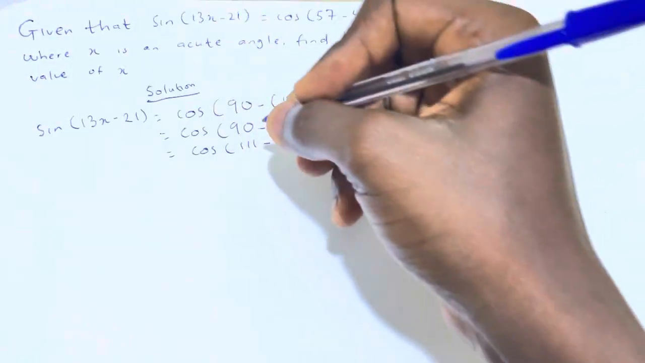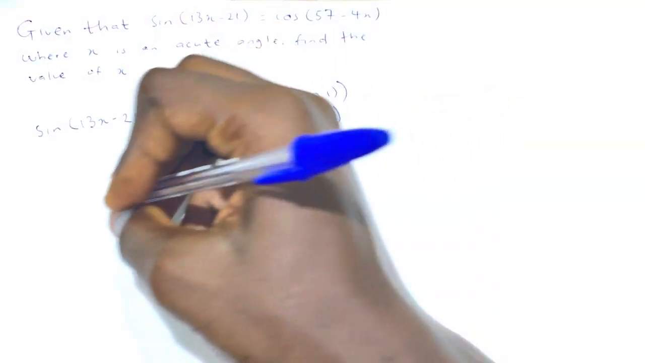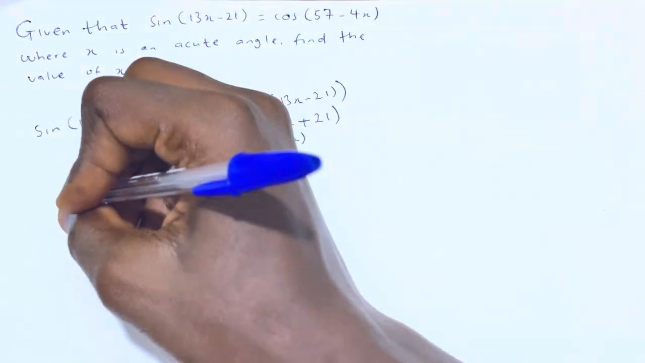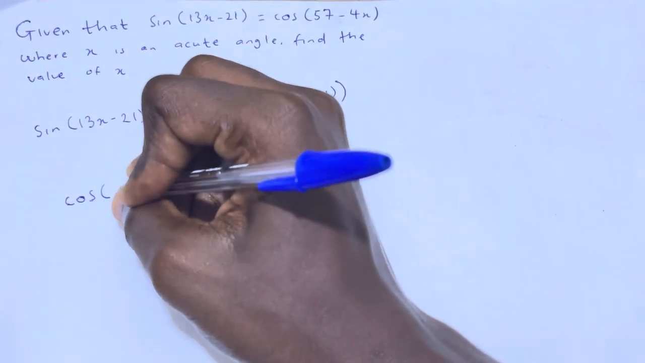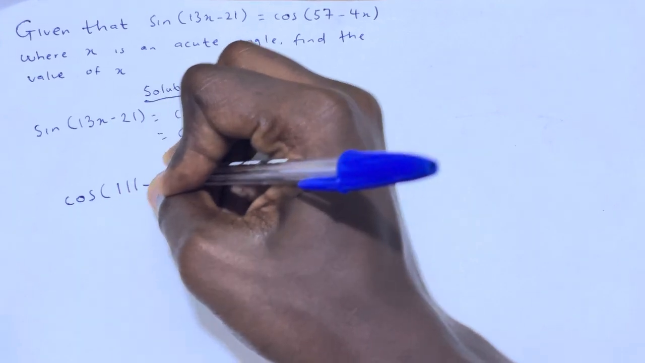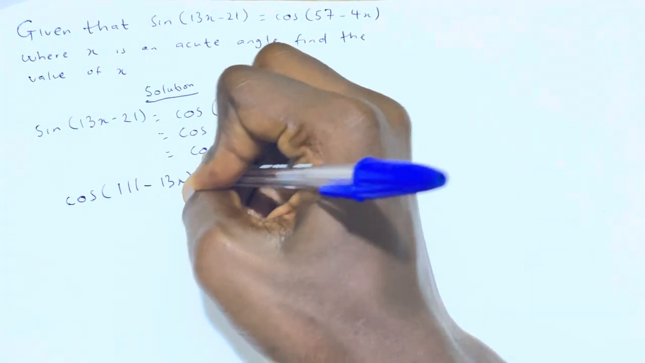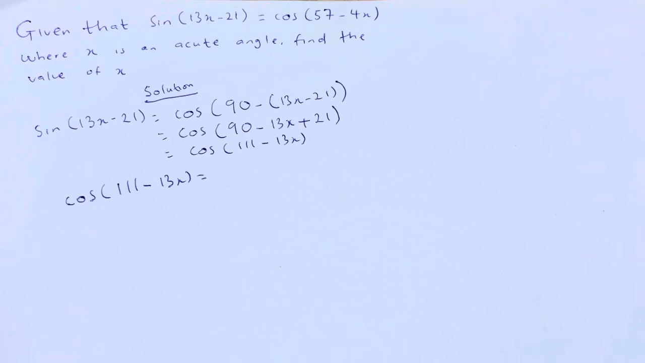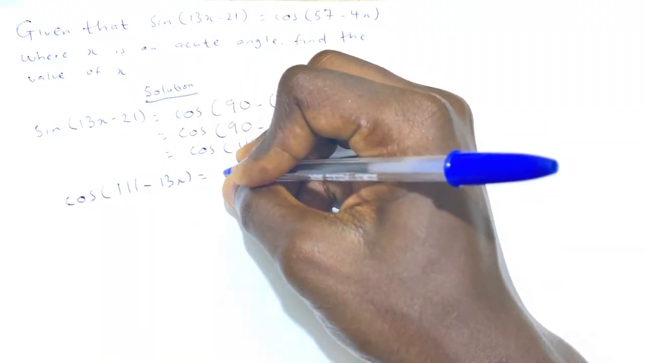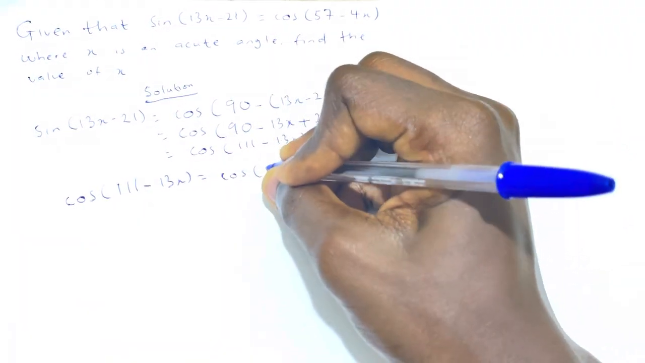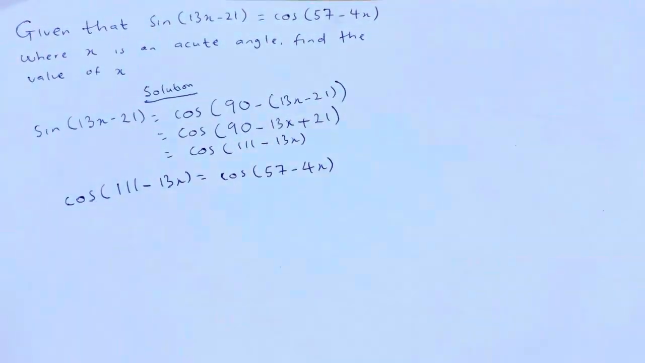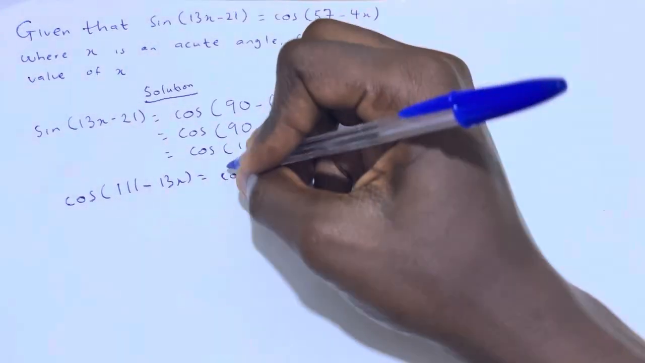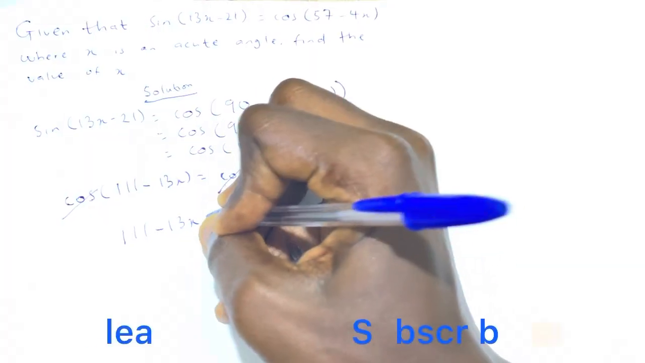So bring this into the equation. Wherever you see sine, you put in this cos. So cos of the bracket 111 minus 13x equals the cos of 57. Since we have cos on both sides of the equation, they cancel out.